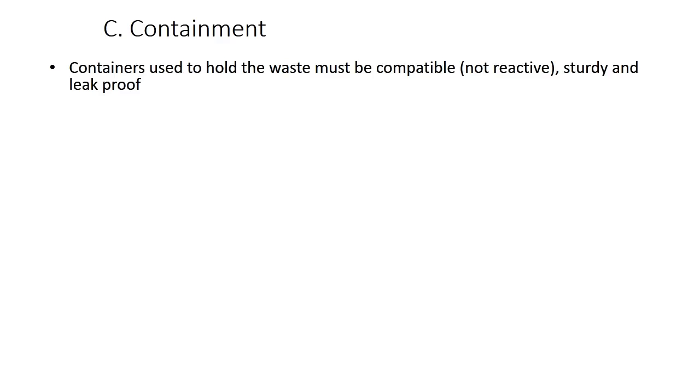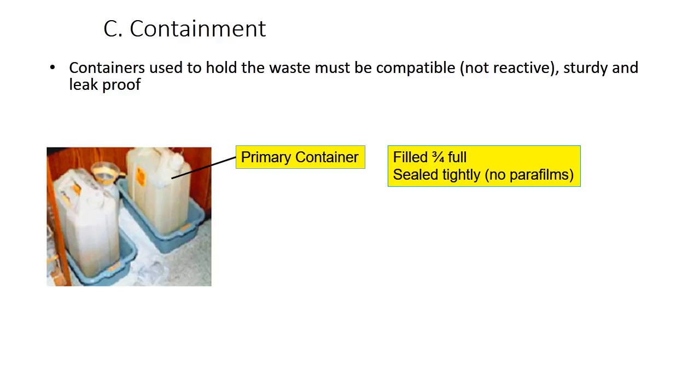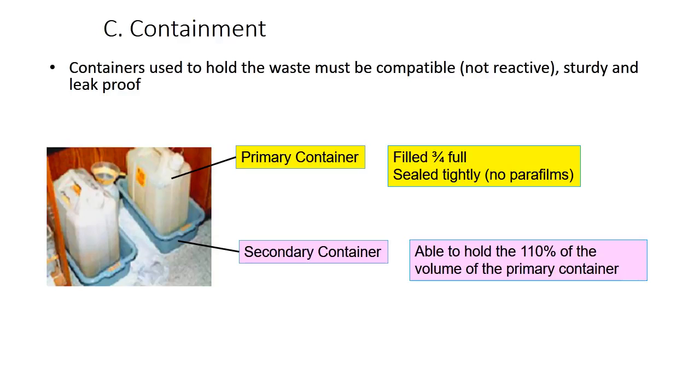Waste containment. Containers used to hold the waste must be compatible, not reactive, sturdy and leak-proof. Liquid chemical waste which are stored in primary container should be placed in a secondary container. Primary container should be filled 3/4 full and sealed tightly with no parafilms. The secondary container should be able to hold the 110% of the volume of the primary container.